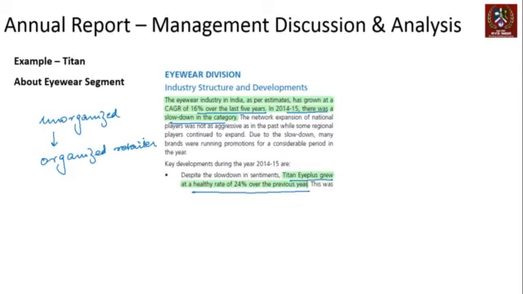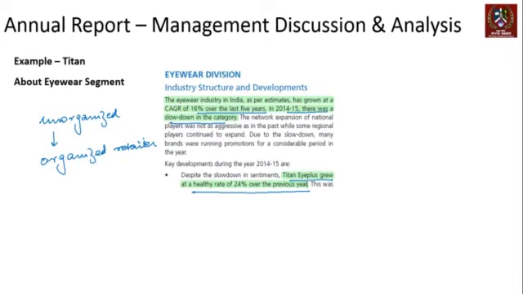This is all the information that is available from the annual report's management discussion and analysis part of Titan. If you go through this in more detail, you will find much more information about the jewelry segment, about other segments that they have as well, and what the strengths and weaknesses are in those areas as well.